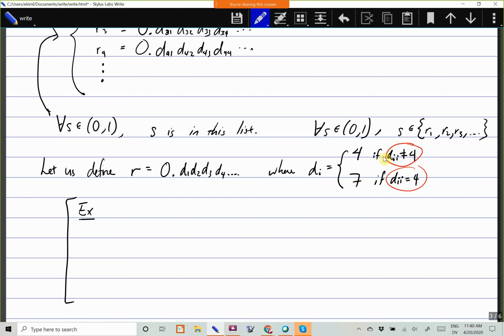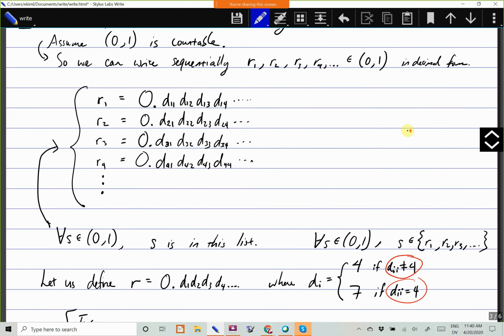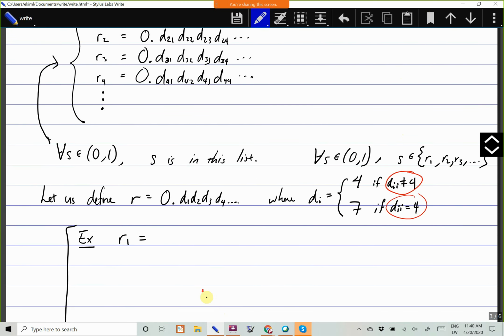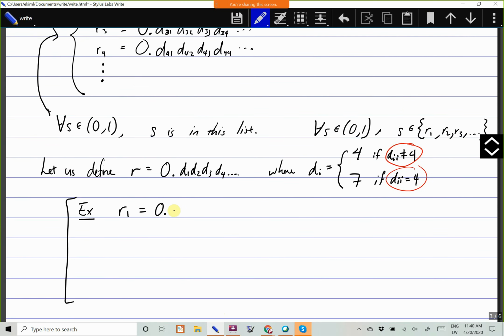So for instance, to build an example, we can write sequentially, meaning there's this existing bijection. I don't know what it is, but I have to just pretend right now that this bijection maps the positive integer 1 to maybe this real number. So I'm just picking an example to make this concrete. So the first real number between 0 and 1, I'm saying, how about it's 0.2378516, and it goes on like that.